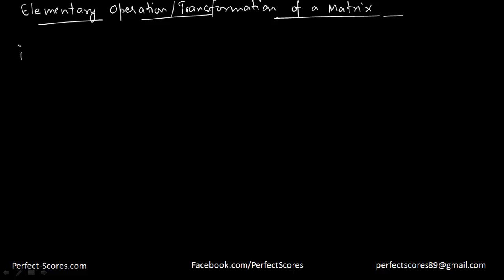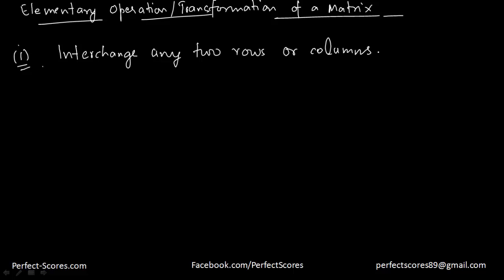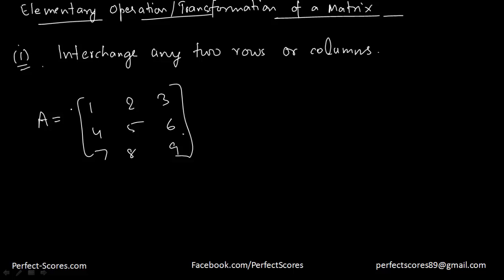So the first manipulation that you can do is you can interchange any two rows or columns. Let's suppose I have a matrix A, and the matrix A is 1, 2, 3, 4, 5, 6 and 7, 8, 9. We know that this is the first row, this is the second row, and this is the third row.